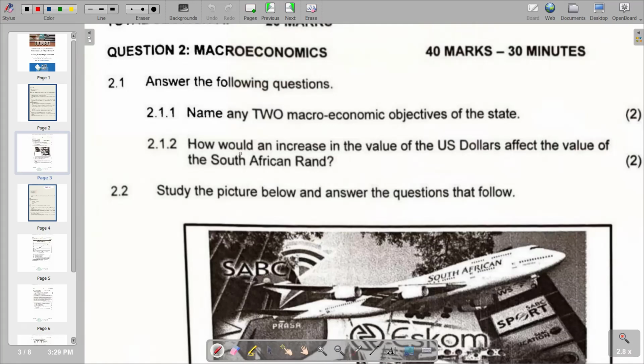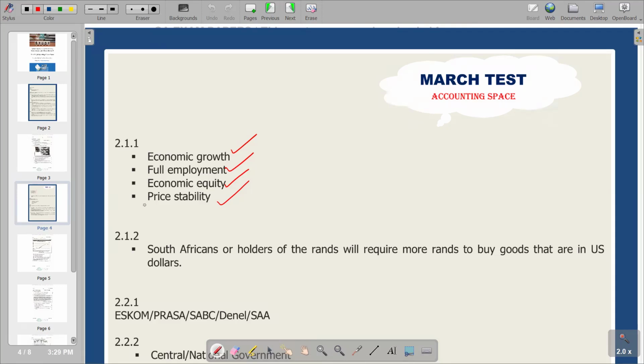So we have that reason again stated in the other section where we're saying the South Africans or holders of the rands will require more rands to buy goods that are in US dollars. So basically, that's the scenario that we have.